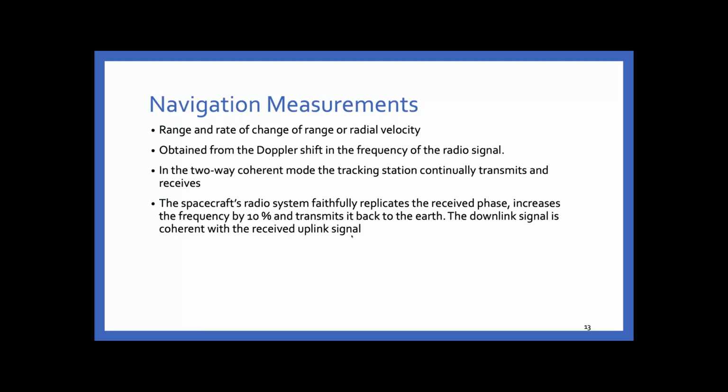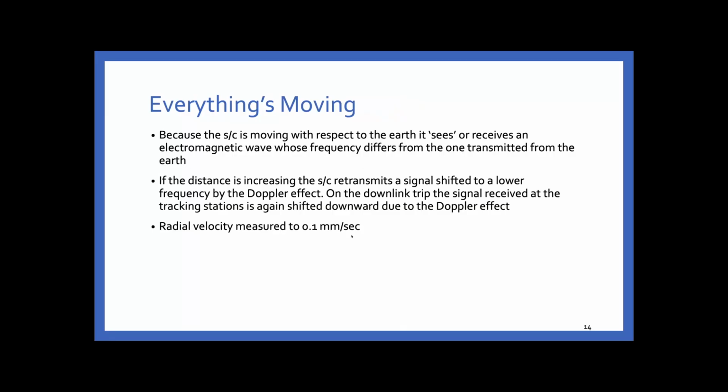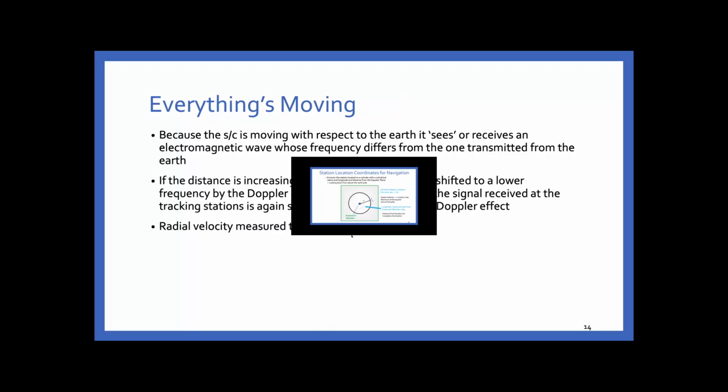Now, let's see what's coming here. Everything's moving. The spacecraft is moving with respect to the Earth, so it receives a signal whose frequency differs from the one that's transmitted. And we talked about this Doppler effect, depending on whether the object is receding from the station or approaching it. And we can measure radio velocities down to 1/10 of a millimeter a second with this kind of stuff.